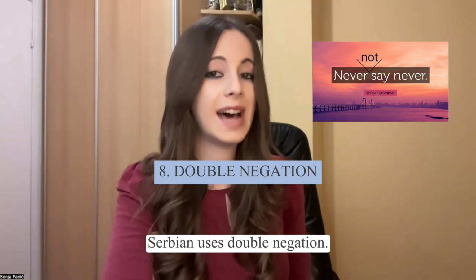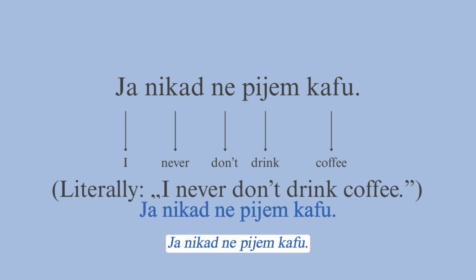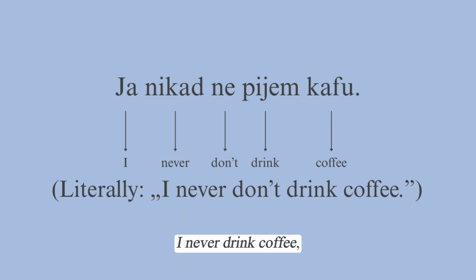Serbian uses double negation. Example, ja nikad ne pijem kafu. I never drink coffee. Or exactly how we say, I never don't drink coffee.